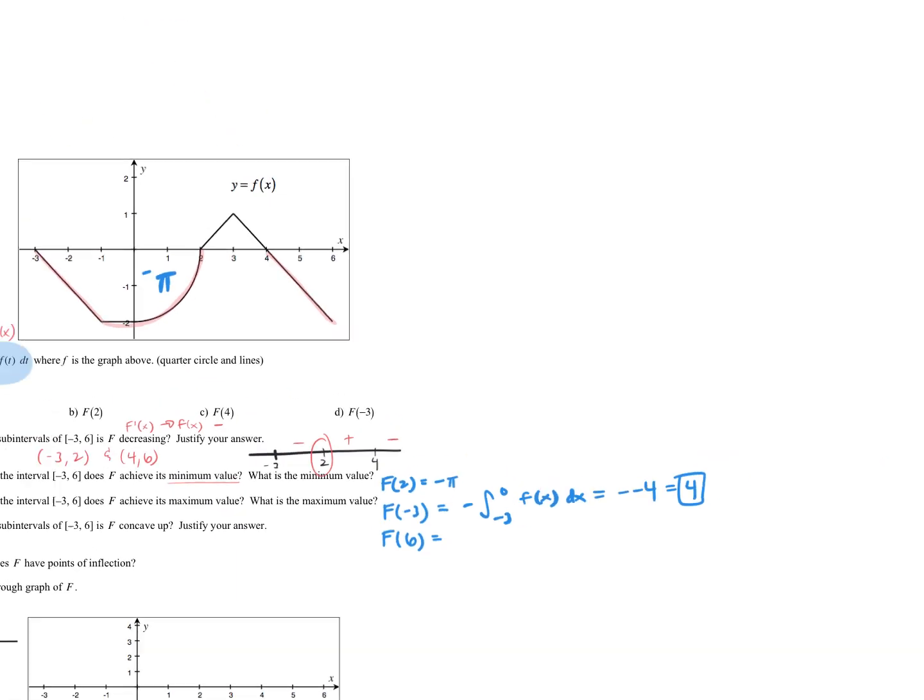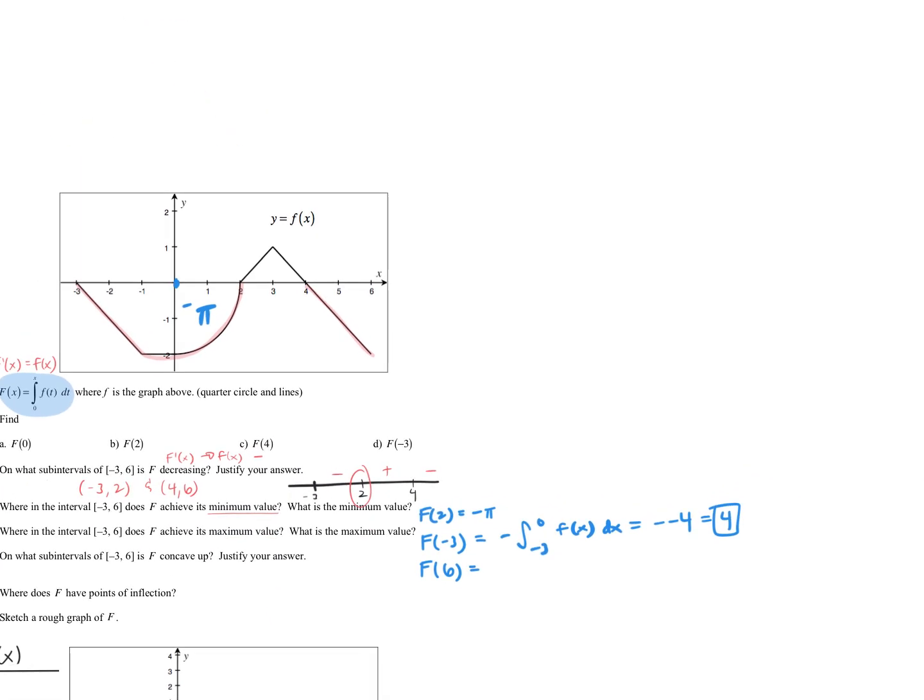But then if I look at f of 6, that means I'm looking from 0 to 6. So the accumulation there, I would have this as 2. Oh, sorry, that's 1. And then this right here is 2. So if I add all of that together, I would have -1 plus, or minus, actually, minus pi.